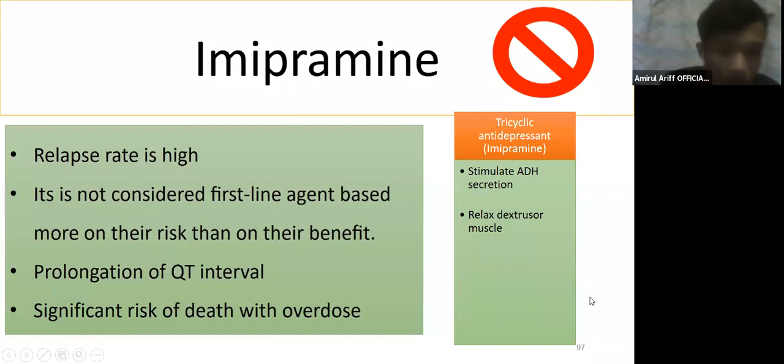So the last drug that I want to tell you about is imipramine, which is a tricyclic antidepressant, where the mechanism of action is to stimulate ADH secretion and relax the detrusor muscle. But it is rarely used because the relapse rate is high and it is not considered a first-line agent, because its risk outweighs its benefit, and also because of the side effects: prolonged QT interval and significant risk of death with overdose.